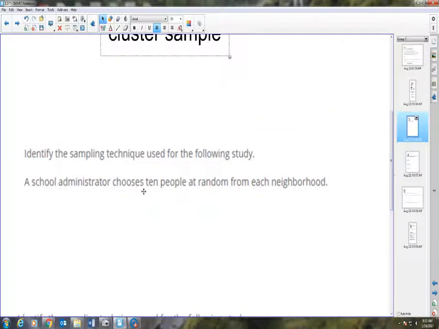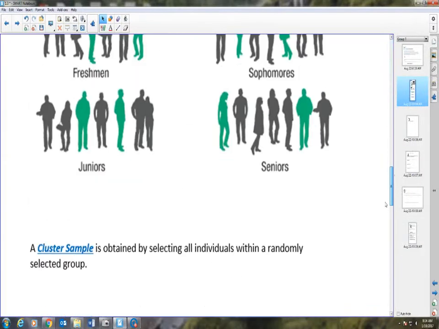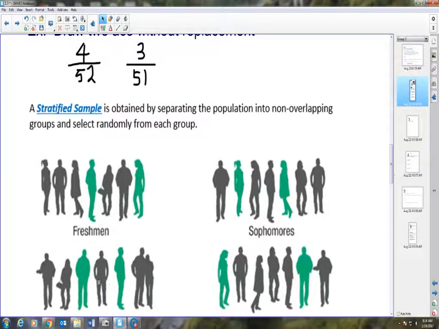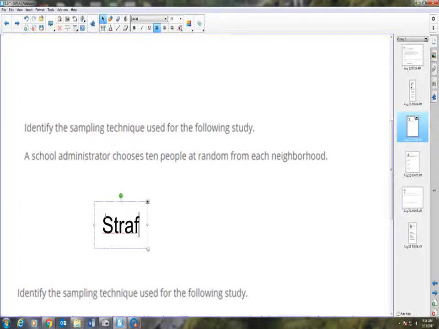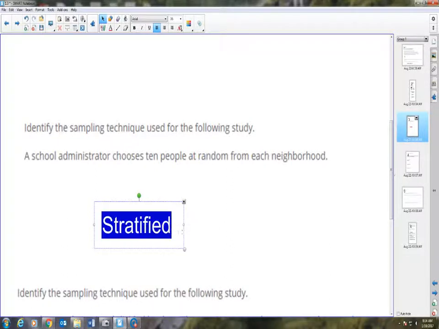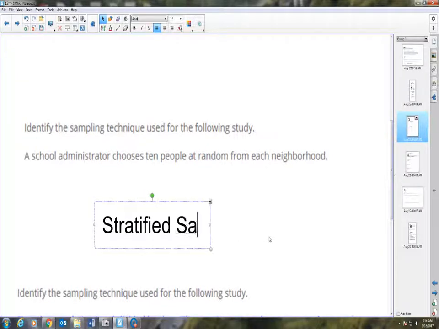Alright, a school administrator chooses 10 people at random from each neighborhood. So that means the kids who go to that school come from many different neighborhoods. They're going to choose 10 people at random from every neighborhood. So we already have non-overlapping groups, and we're going to choose 10 people from every neighborhood to be in the sample. That would be stratified sampling.